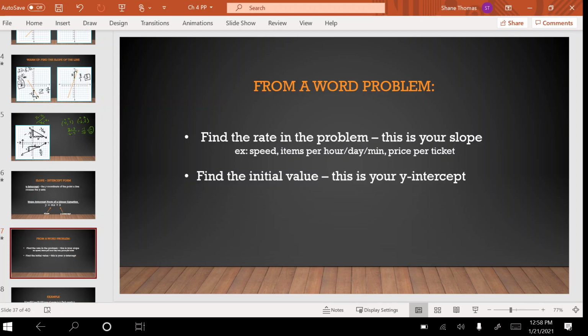All right, and then it's easier to find the slope in the problem, and your initial value is your other number. Look for the keywords: per, speeds, anything like that. That's your slope. Got it?